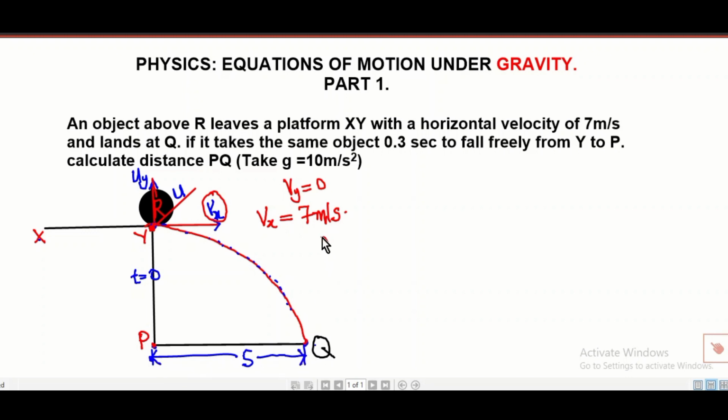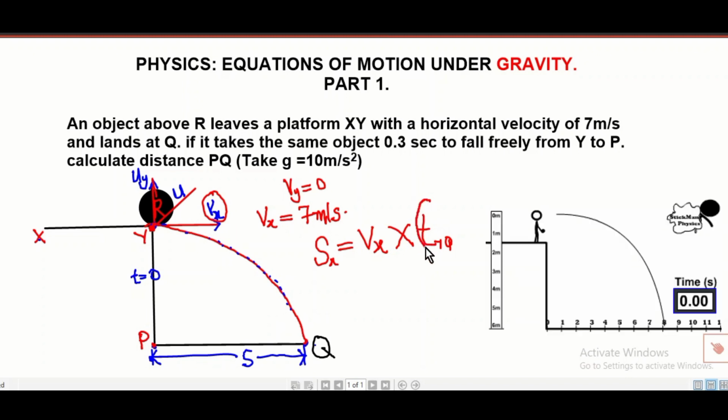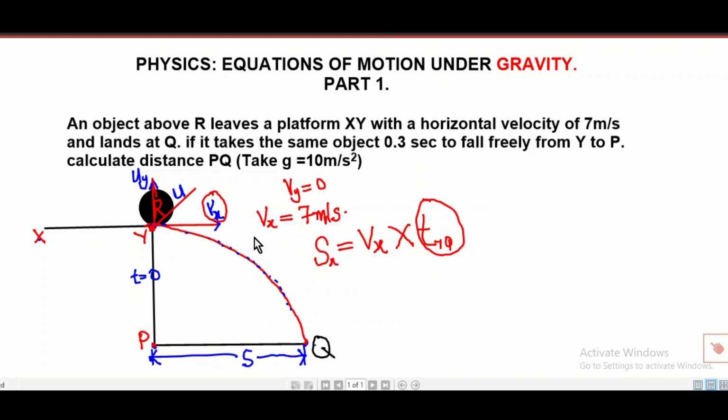So I'm going to use Sx, which is called the horizontal distance, is equal to the horizontal velocity, which is Vx, multiplied by the time it takes to go from the top Y to the point it hits the ground Q. So I'm going to call it YQ. So the time it takes to go from Y to Q is given as 0.3 seconds, while the velocity it is using to move in the horizontal direction is 7 meters per second.